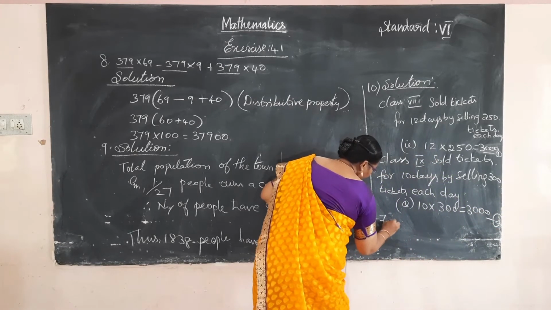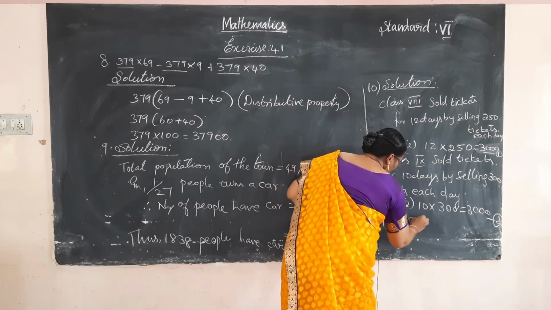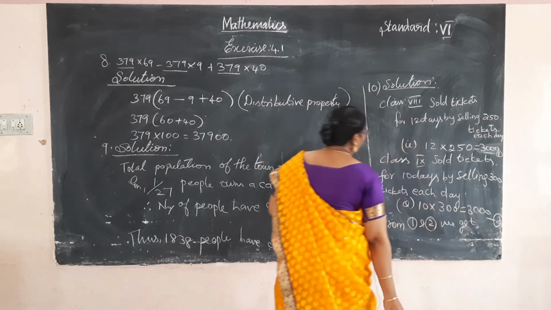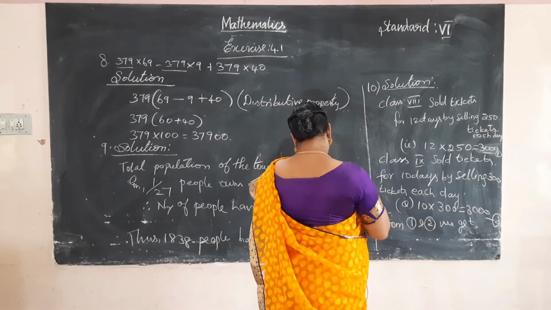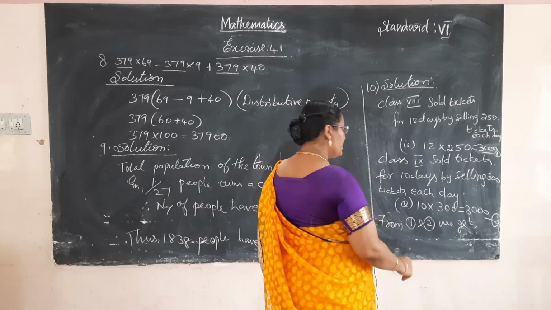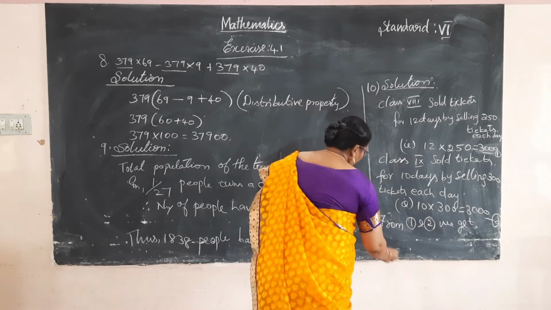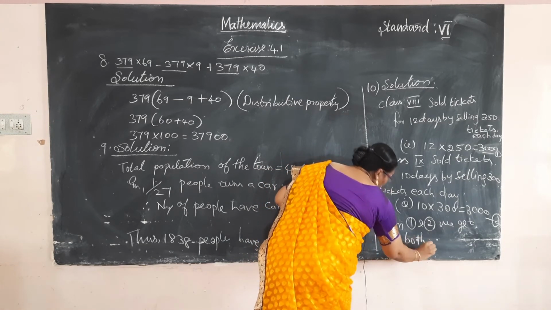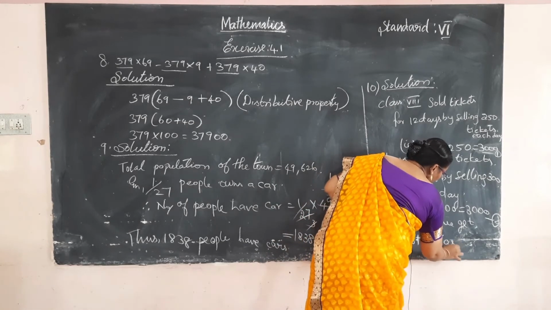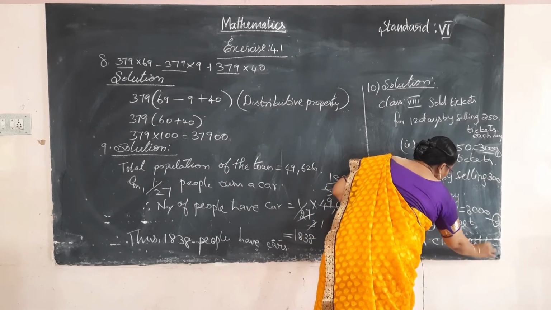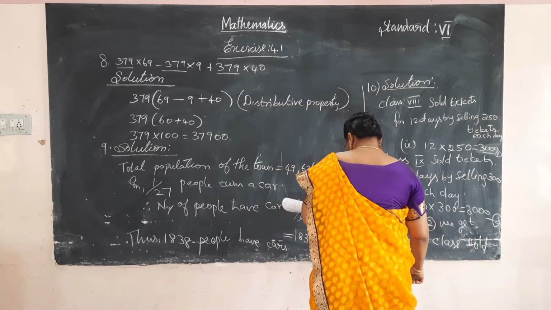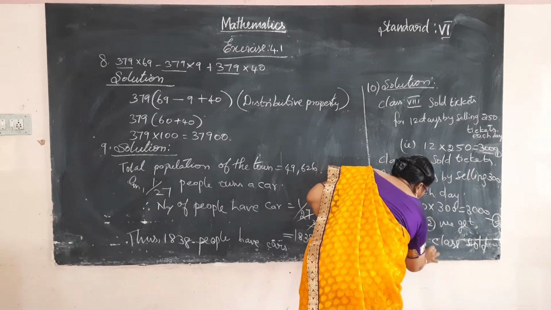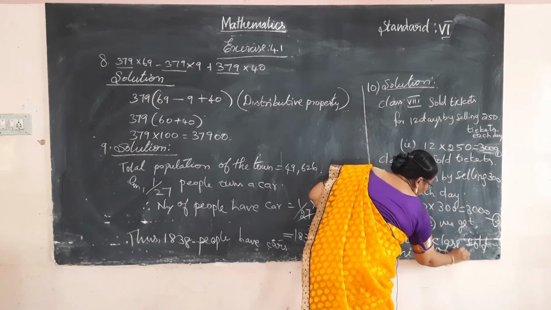From 1 and 2, what do we get? Both are the same. They both sold the same number of tickets. We get that both classes sold the same number of tickets.